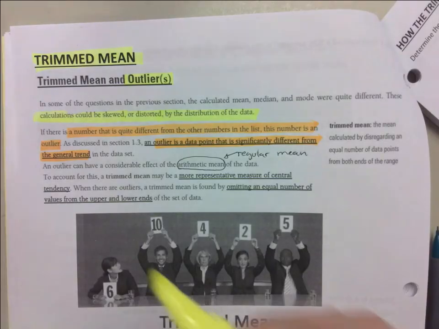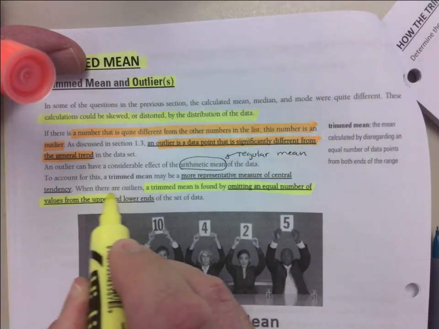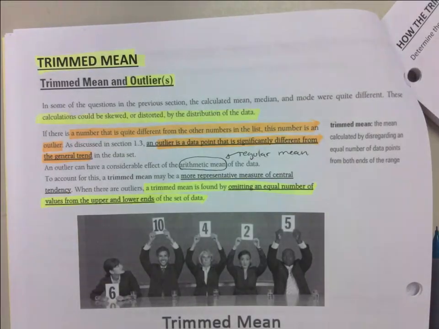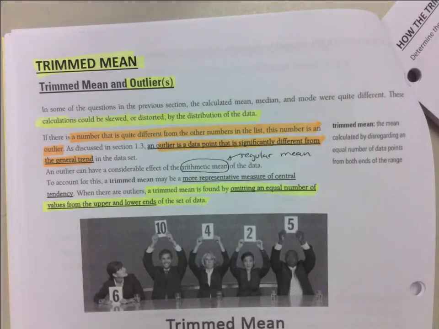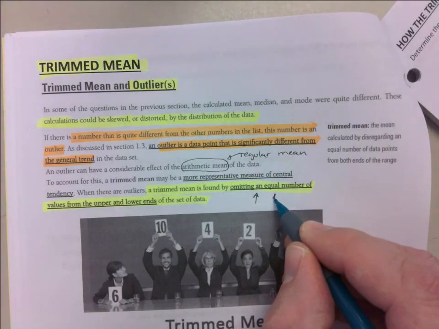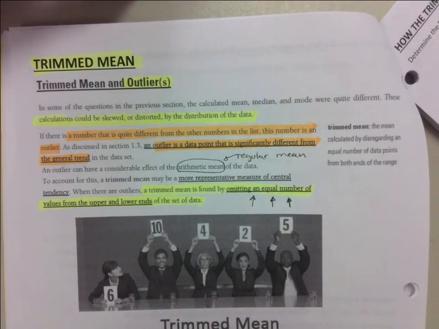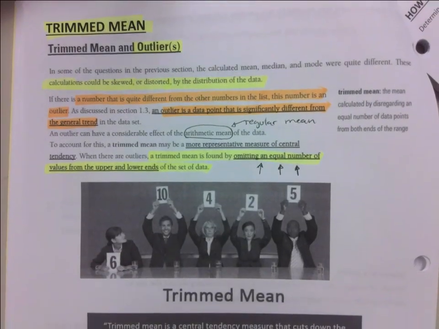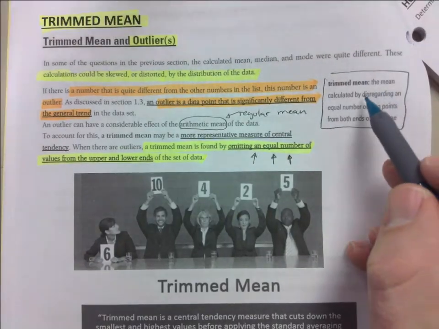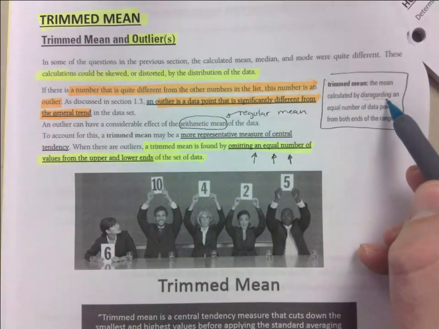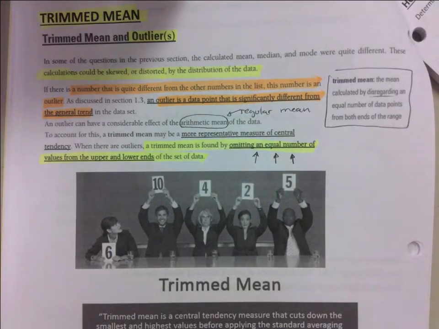Here's the definition of trimmed mean. Trimmed mean is found by omitting an equal number of values from the upper and lower ends of the data set. That is your trimmed mean definition right there. Okay. Put a few arrows here. You have to take off the same amount on either side. Okay. And here's the definition one more time, just in case you missed it. It's the mean calculated by disregarding an equal number of data points from both ends of the range. Okay? Why do we do that?